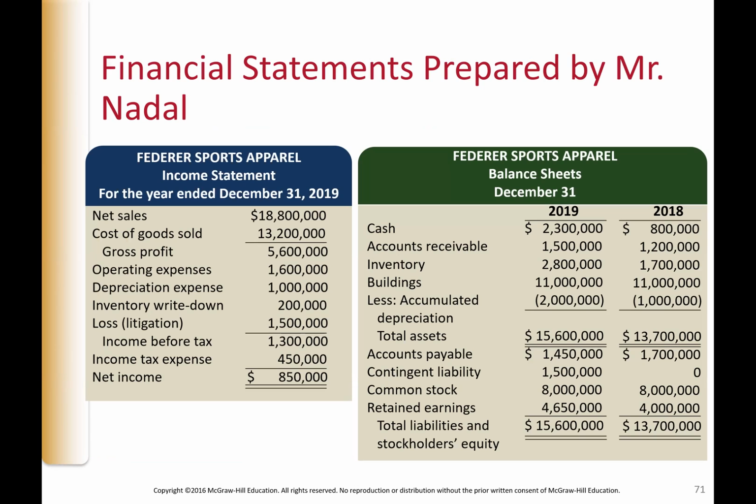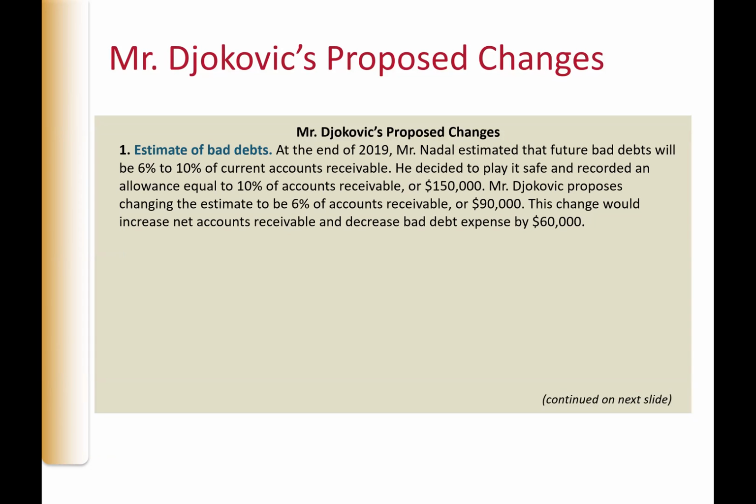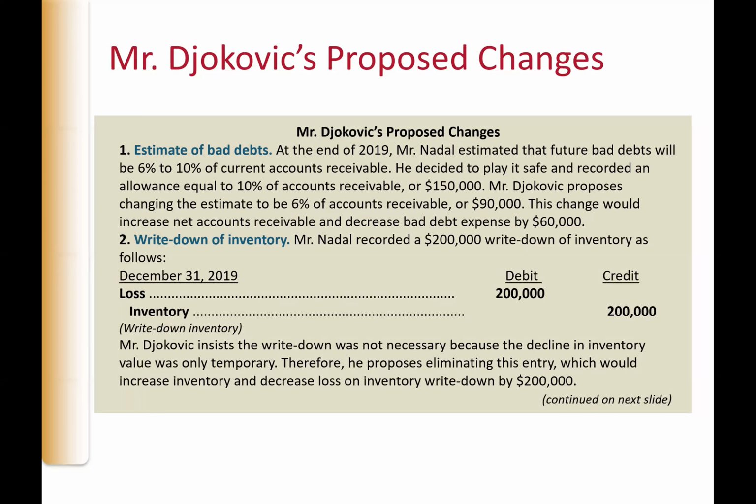So Mr. Nadel prepared financial statements here. And basically, it talks about different changes. In this case, in 19, Mr. Nadel estimated that future bad debts will be 6 to 10% of current accounts receivable, but he wanted to play it safe and record an allowance equal to 10% or $150,000. Mr. Djokovic proposes changing the estimate to 6% or $90,000. Basically, again, there's a conservative approach and an aggressive approach.